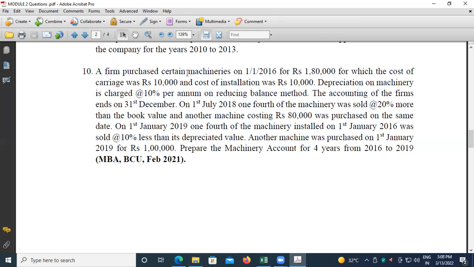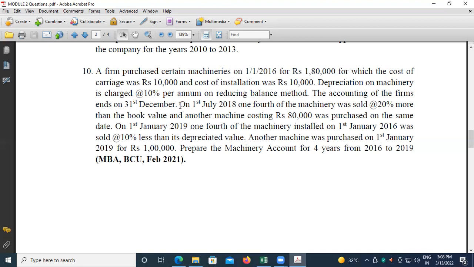As we can see, the machinery is purchased on 1st January 2016, at the beginning of the accounting year. So if the question does not give the accounting year or financial year, or suppose we can say calendar year, then in that case, the first date of the asset given, we will take it as the start of the year.